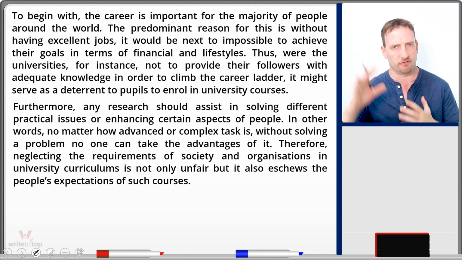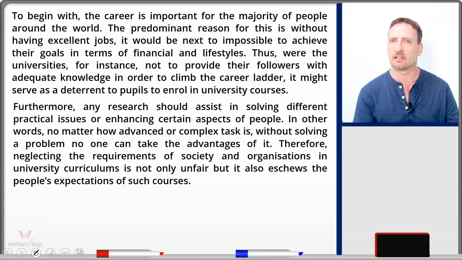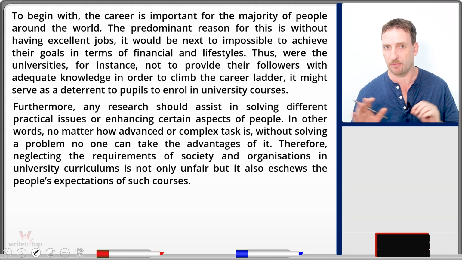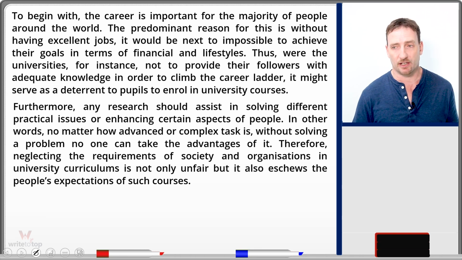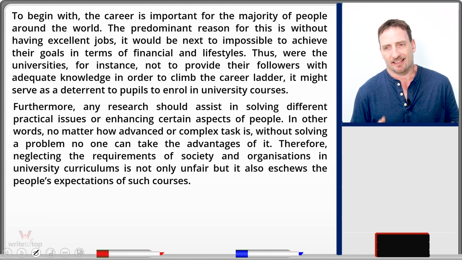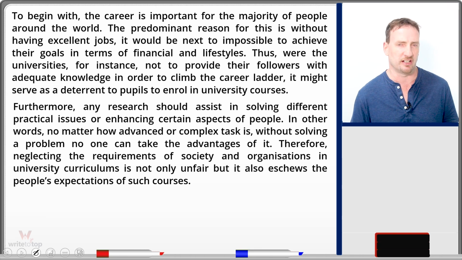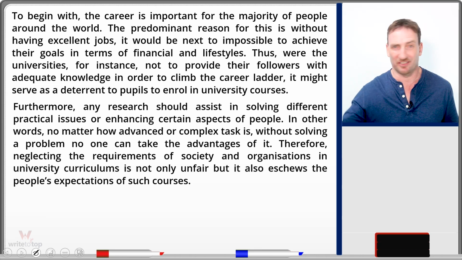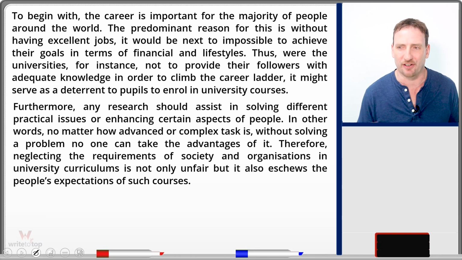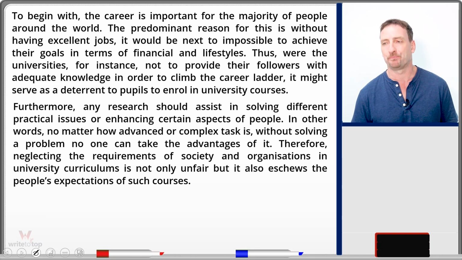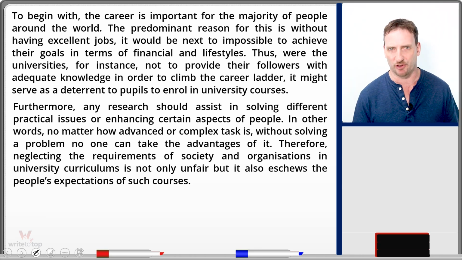Here is the body. Now, I'm not going to read the whole thing to you, but I want to draw particular attention to the topic sentences of the paragraphs. The first one: "To begin with, the career is important for the majority of people around the world." This sentence, again, doesn't actually say anything. First of all, it's very obvious that a job or a career is important to everybody. You need a job to have money to live. So you're not actually saying anything. You're still not talking about the university. I don't know what any of this has to do with the university, okay? "Without excellent jobs, it's impossible to achieve goals." Again, very obvious. You don't need to elaborate that very obvious opening sentences.